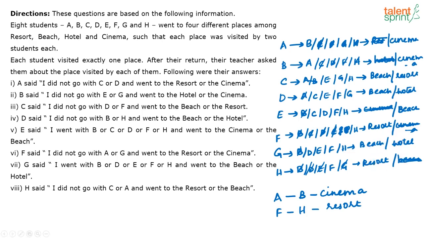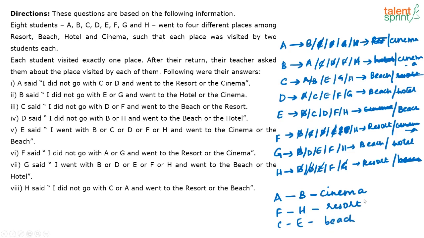Beach, hotel. Again here, look at C now. You have G can either go to the beach or the hotel. E can go to only beach. D can go to beach or hotel. Resort is again cancelled because F and H are already going. So C definitely has to go to the beach. You have also got that E definitely has to go to the beach. So who are the people who are going to the beach? C and E go to the beach.